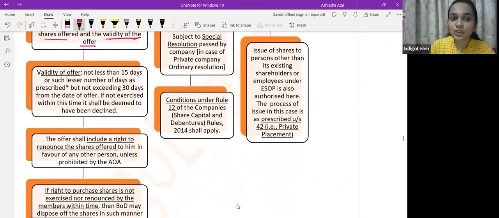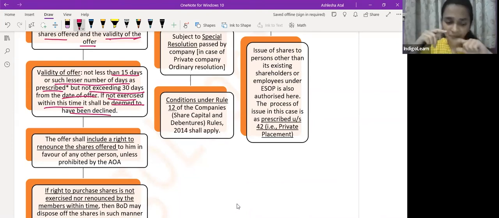So validity should not be less than 15 days or such lesser number of days as may be prescribed, but not exceeding 30 days. So minimum 15 days, maximum 30 days from the date of the offer. If not exercised within this time, it shall be deemed that the offer has been declined. मतलब अगर ये जो time span है जिस time के लिए ऑफर खुला है, say for example rights offer is open for 20 days, ऐसा लिखा हुआ है, validity of offer, it has been clearly stated in the offer letter.